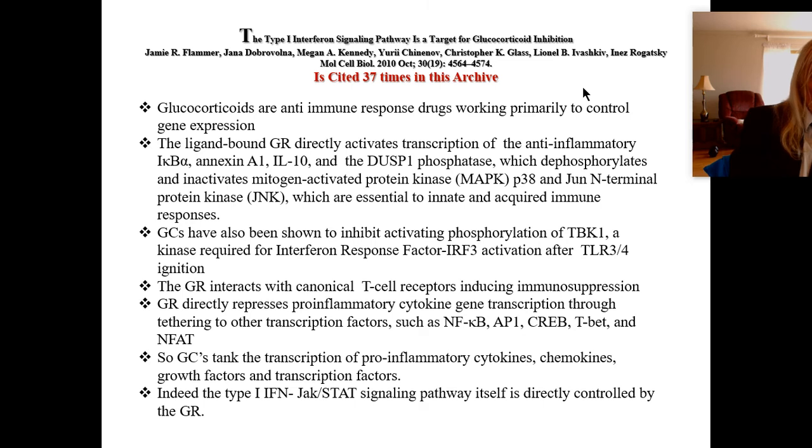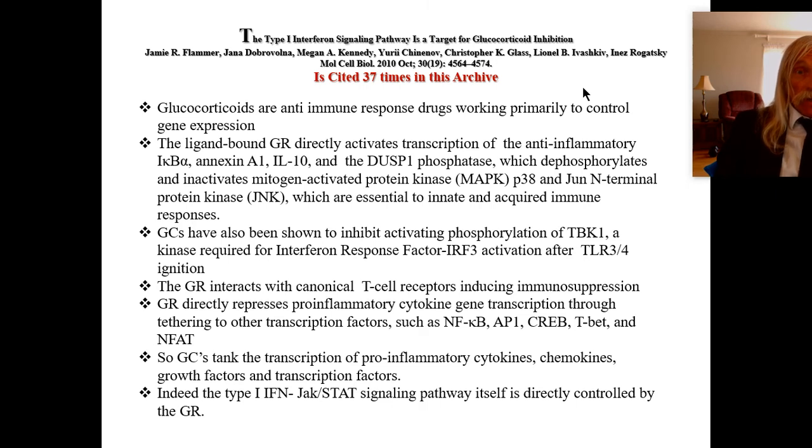The ligand-bound glucocorticoid receptor directly activates transcription of the anti-inflammatory I-kappa B alpha, annexin A1, interleukin 10, and the DUSP1 phosphatase. Remember the phosphatases, which dephosphorylate and inactivate the MAP kinase p38 and Jun N-terminal protein kinase, also known as JNK. So that's a real anti-inflammatory paradigm set up here by glucocorticoids. They're all essential to innate and acquired immune responses, all the systems I just told you about.